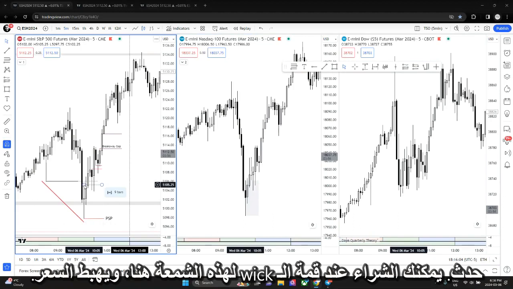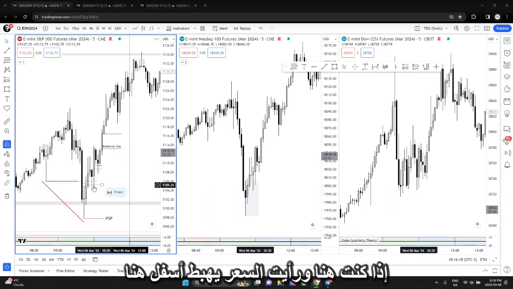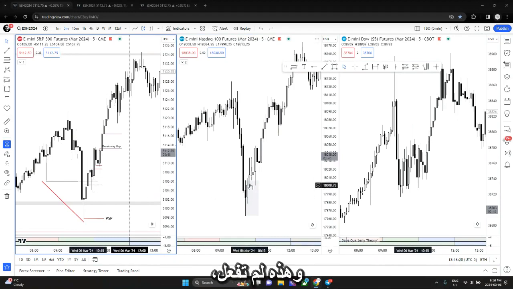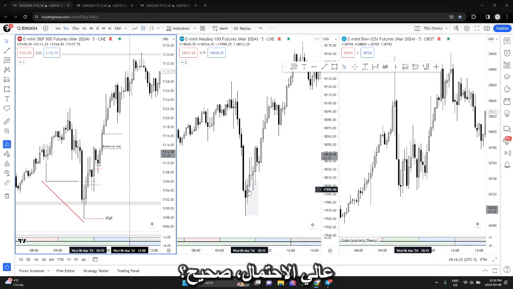You can buy the top of the wick, this candle right here. Price drops. Once you see this happen right here, price just drops into it, you can buy. And then if you're here and you see price just dip below here, and this one didn't, that right there is a very high probability entry model. But it's very advanced, and you have to be quick.